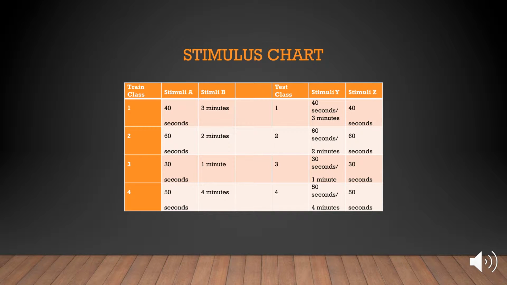This is the stimulus chart that was used throughout the procedure. In the next slide, we will go through the set of procedures, but this is just showing the classes and the stimuli that were used for A and B and Y and Z. So you can see we're comparing seconds to minutes, and then eventually when we get into Y and Z, we're comparing which one they would rather, and stimulus C would be the response you would want.